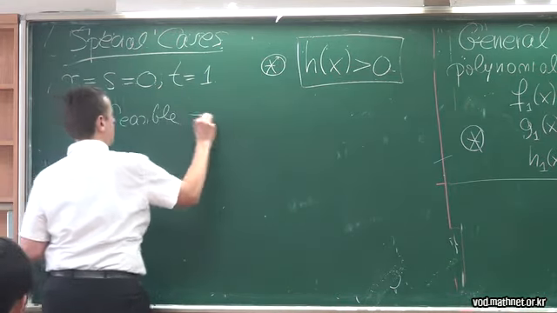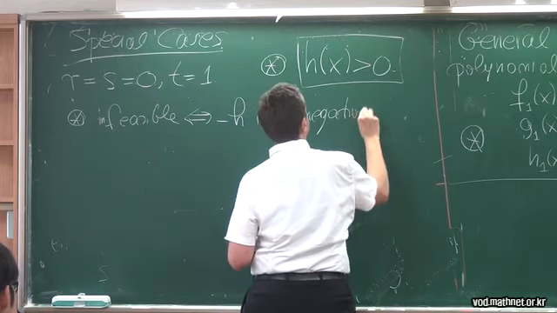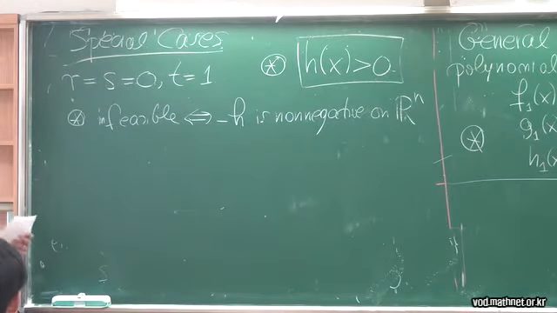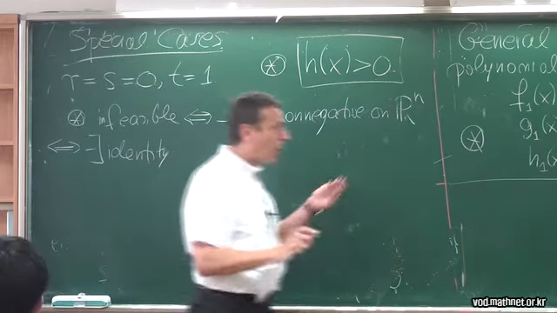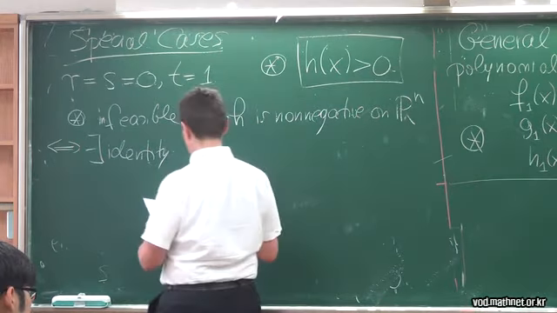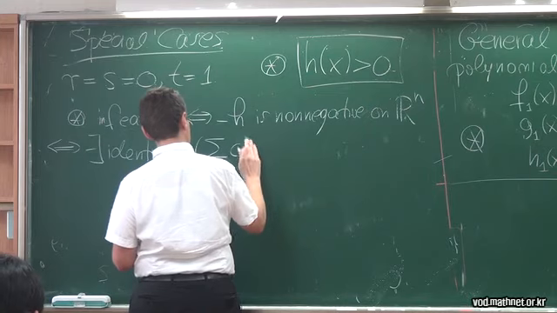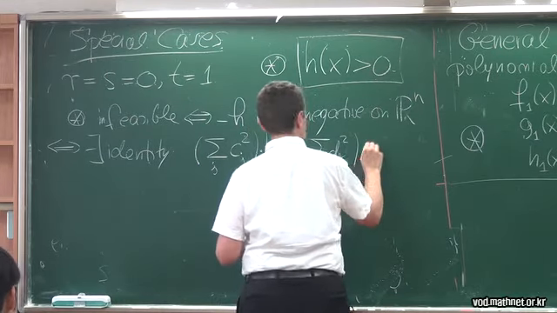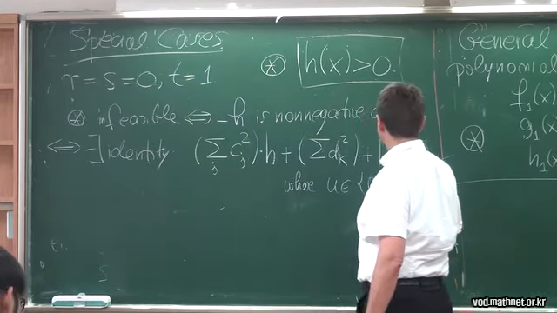So when is this infeasible? That of course means that minus h is non-negative on R^n. This has no solution if minus h is a non-negative polynomial. Now, that happens if and only if there's an identity like this, where R is 0, S is 0, and T is 1. The identity looks like this: a sum of c_j squared times h, plus another sum of squares d, plus h to the u is the zero polynomial, and here we can assume that the exponent u is either 0 or 1.